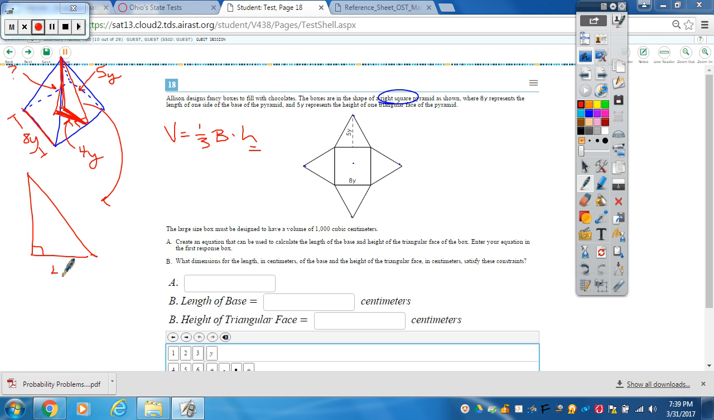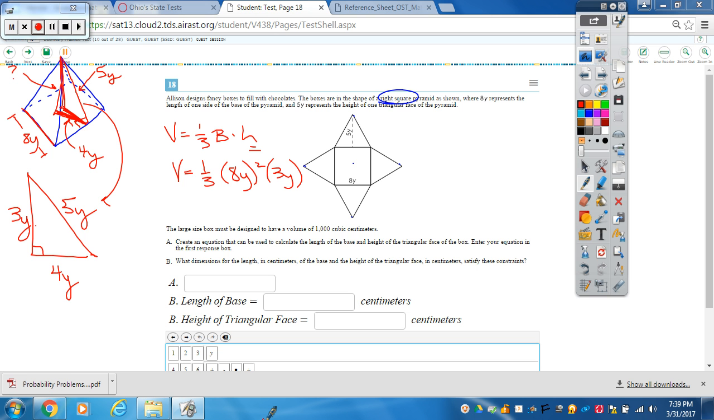And again, I'm not drawing it to proportion, but there's the 4y, there's the 5y. Anybody know what that length should be? It should be 3y. It's the Pythagorean triple 3, 4, 5 with just the y next to it. And so what I'm going to do for my equation, the volume is going to be 1/3 the base area, which you can do 8y squared, or just 8y times 8y, it's the same thing, times 3y.